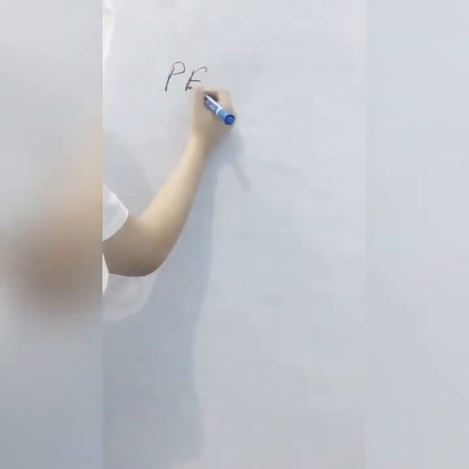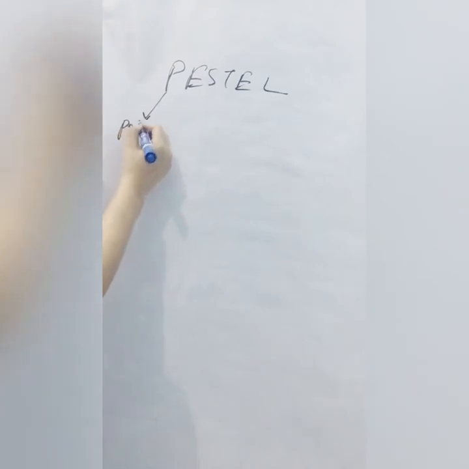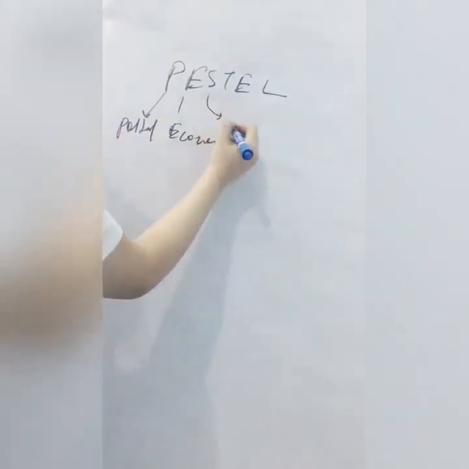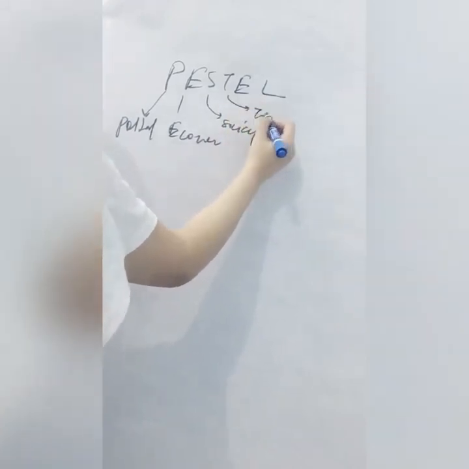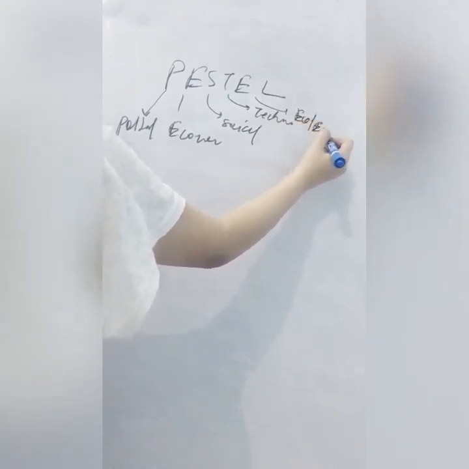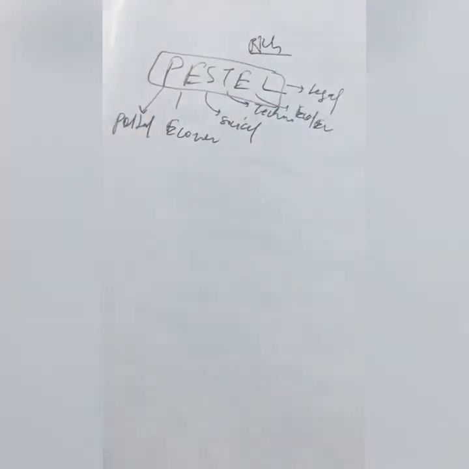In order to enrich your essay answer writing, you can use the PESTLE principle. Just remember this, PESTLE principle. PESTLE means P for political, E for economic, S for social, and then T for technological, E for ecological or environmental, and L for legal. You can give all these PESTLE dimensions to a topic in order to make your essay rich.